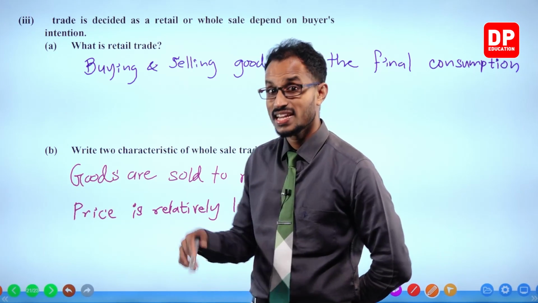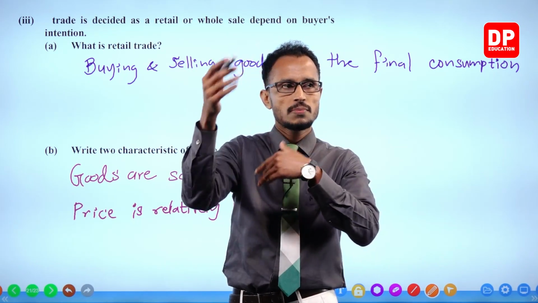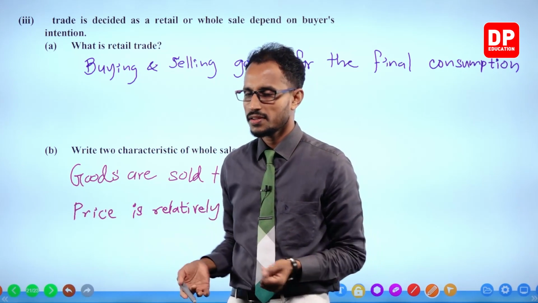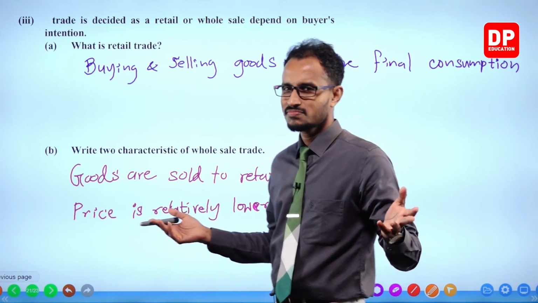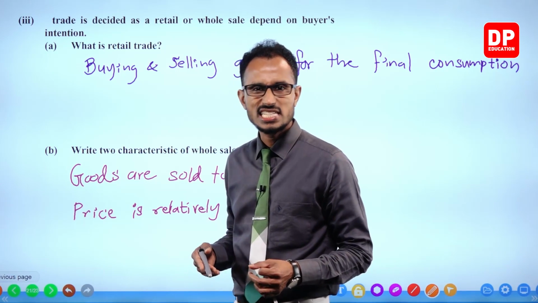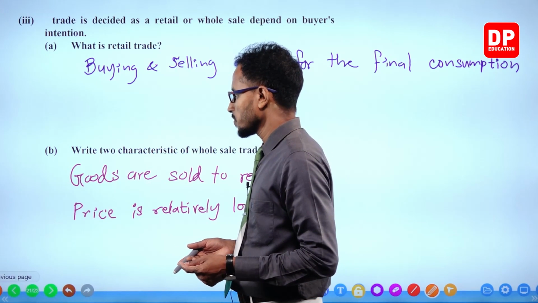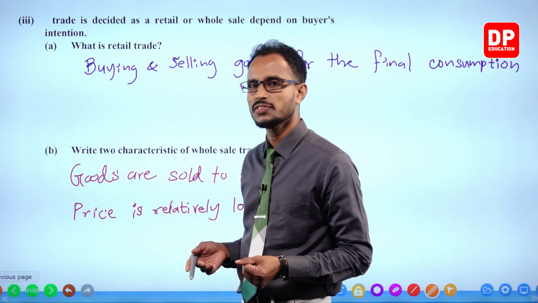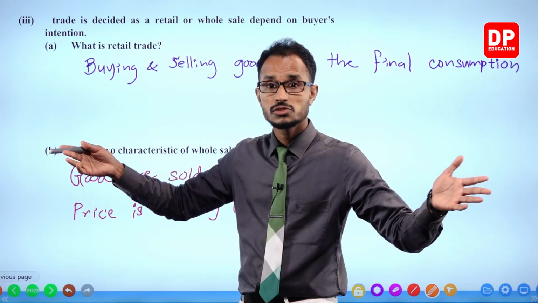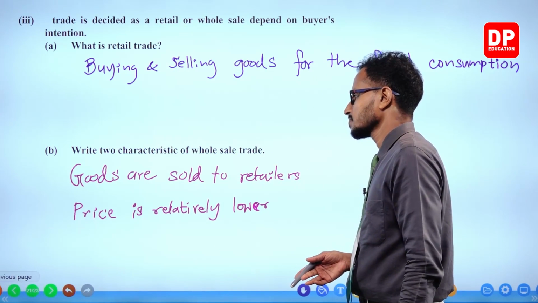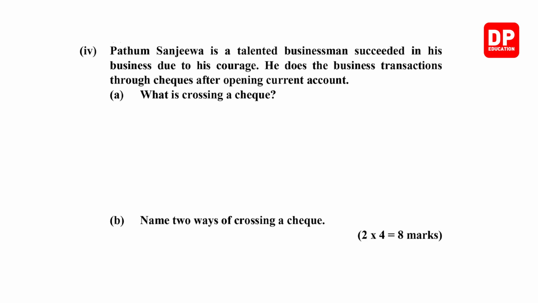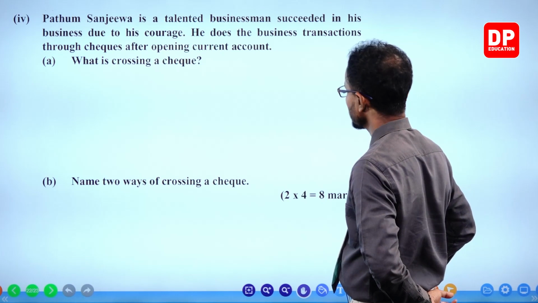When you compare with the retail trade, in retail businesses the price is a little bit higher. But if you go and buy from a wholesale trader, the price is a little lower. The price levels, small difference, not a big difference. Two characteristics. Yeah. Shall we move on? If you want another characteristic, you can even write trade discounts are given or allowed. Or if you want a different one, you can write goods are sold in bulk. There are many characteristics. Yeah, we have already written two. Moving on, fourth one. Pathum Sanjeeva is a talented businessman.